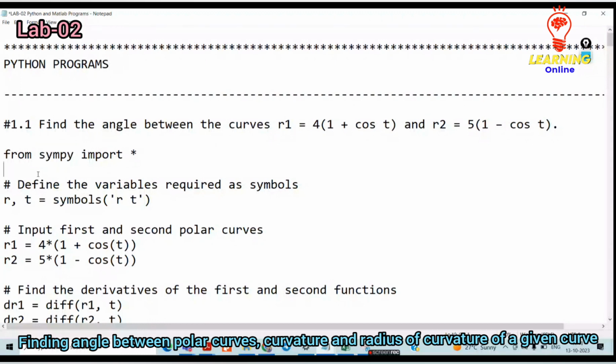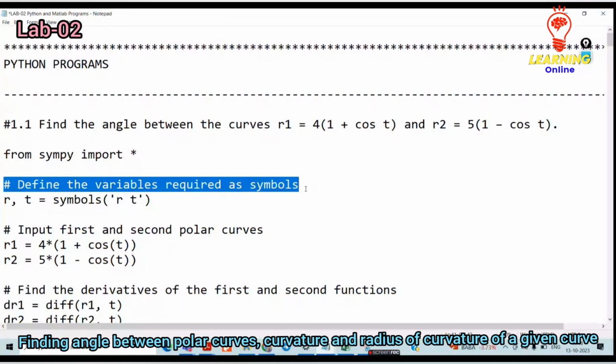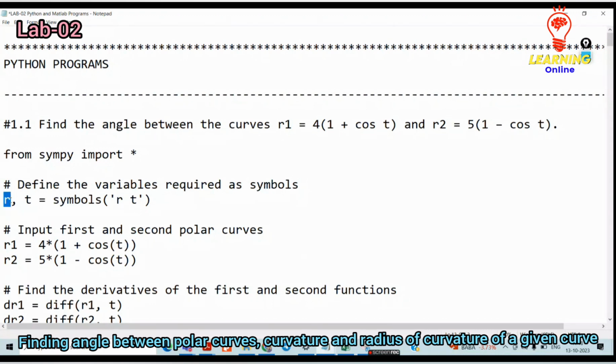Then I need to define the variables to be represented as symbols. The symbols are r, the radius of that particular curve, and t, the variable with respect to which the differentiation of the expressions is made. So I write r comma t. These two are the variables I define, considered as symbols r and t.